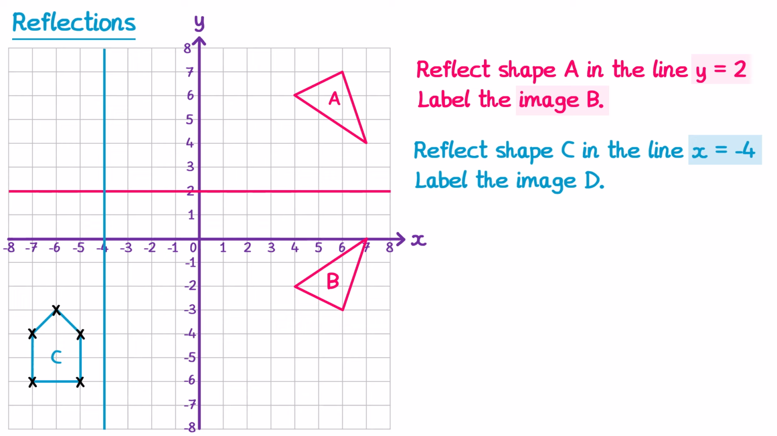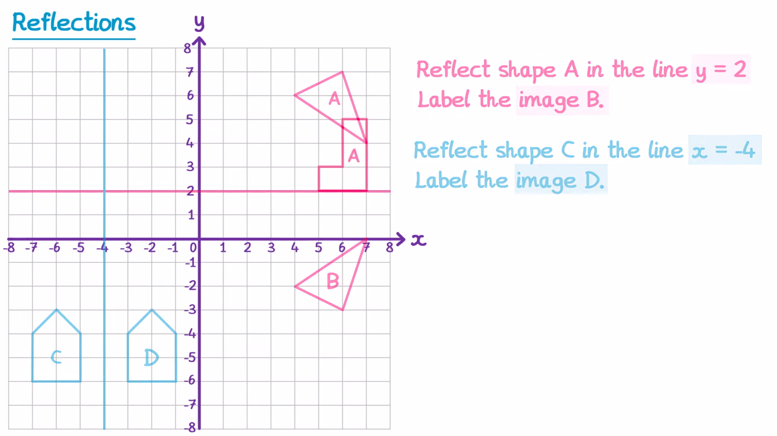We'll start with this one in the top right, which is 1 square from the line, so we go 1 square past it. The one in the bottom right is also 1 square away, so we go 1 square past it. And the one in the bottom left is 3 squares away, so we go 3 squares past it. The one in the top left is 3 squares away as well, so 3 more. And the one at the top of the shape is 2 squares to the mirror line, so we go 2 squares past it. So the reflected shape will go here. And we've been told to label this image D, so we'll call that D.